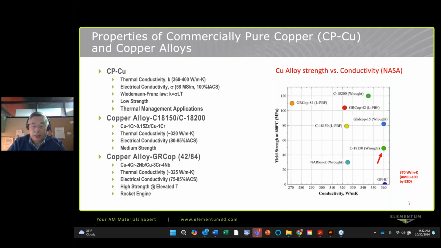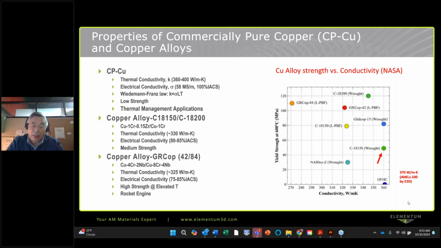copper alloys. So on this chart, this was published by NASA, that shows the strength versus thermal conductivity of pure copper and typical copper alloys. So for commercial pure copper, this is for thermal management applications, utilizing its high thermal conductivity. Theoretically it could go up to 400 watts per meter K. That's very pure, 100% pure copper.